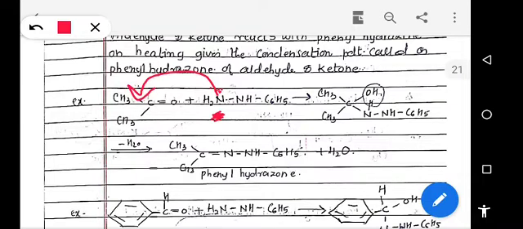This is also an addition type of reaction. Nitrogen gets attached with the carbon atom. Now there are hydrogens and an OH group, meaning there is formation of H2O, and this can be easily removed from the reaction. So there is shifting of bonds and formation of a double bond, that is a pi bond, and we get phenylhydrazone as the final product.